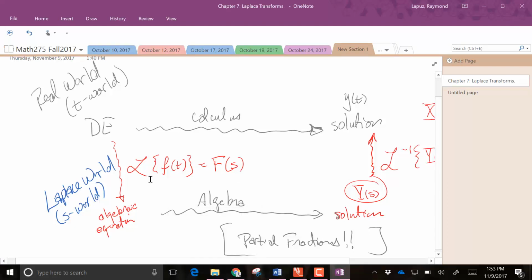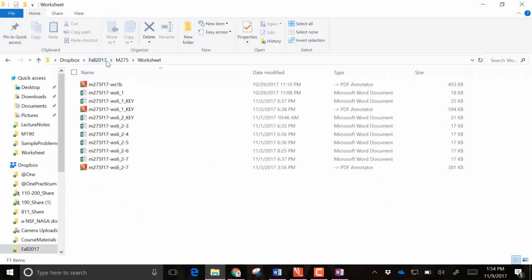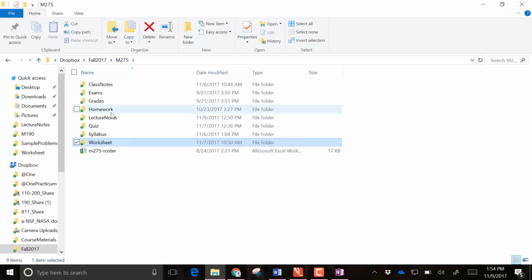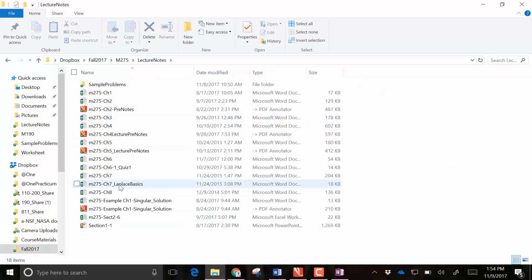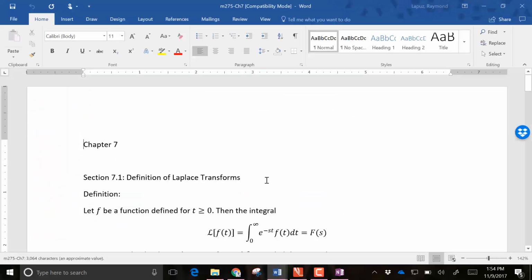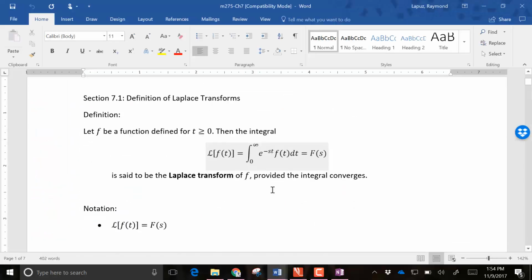So the first thing we're going to try to discover is, what does this Laplace transformation look like? It says that I'm supposed to be able to take a function of t and change it to something with an s in it. So I need my notes. This is our Laplace transformation.